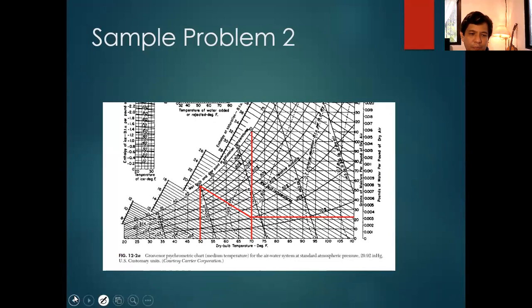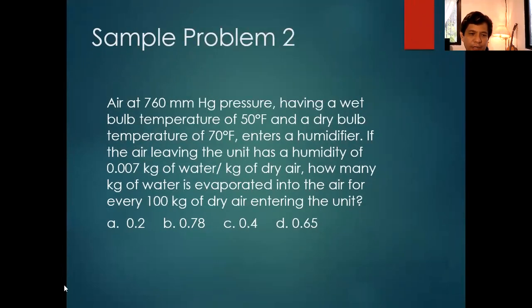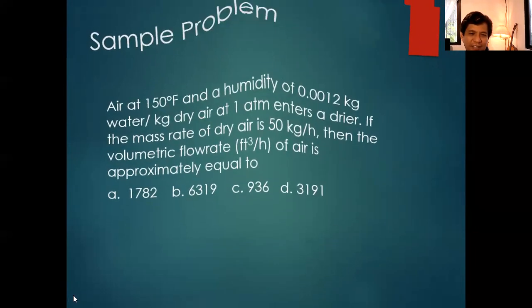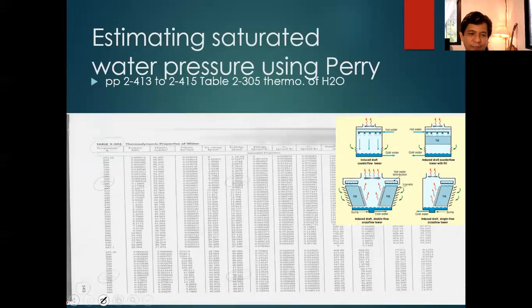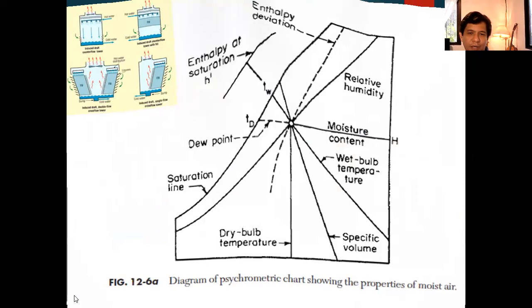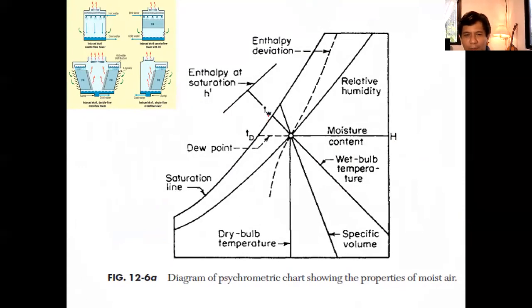You're familiar with the Grosvenor chart, with the psychrometric chart? Nakalimutan niyo na? Anyway, madali lang naman siya. So, ang sinasabi ko lang, pag merong wet bulb sa problem, wala kayong choice. Isa lang ang pwedeng solution. Gagamit kayo ng Grosvenor chart or ng psychrometric chart.